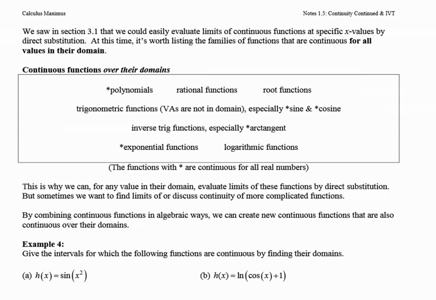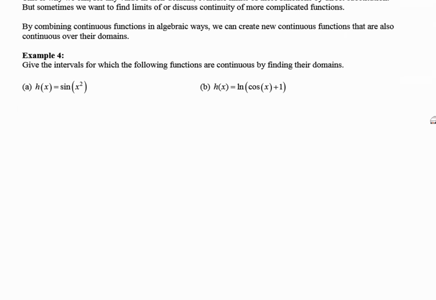More continuity. Today we're going to look at continuous functions over their domains. So, for example, exponential functions, arctangent, sine, and cosine are not only continuous over their domains, they're continuous for all real numbers. Like rational functions, root functions, trig functions, inverse trig functions, and log functions, they are all continuous over their domains. So if you can find the domain, it can be really useful to find where it's continuous.